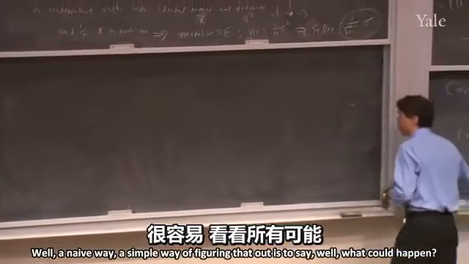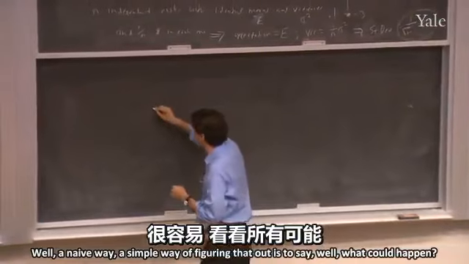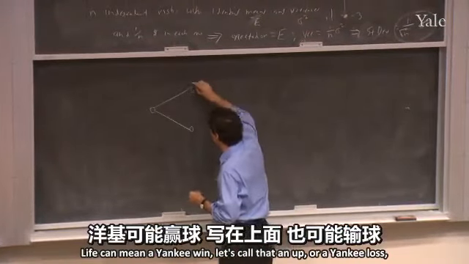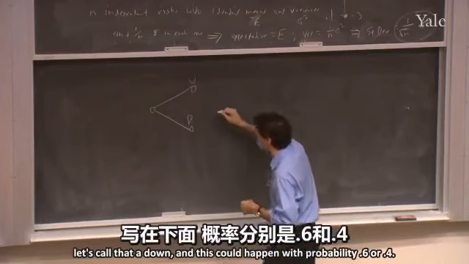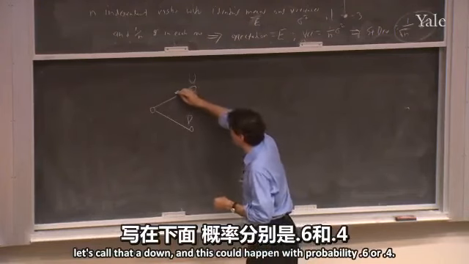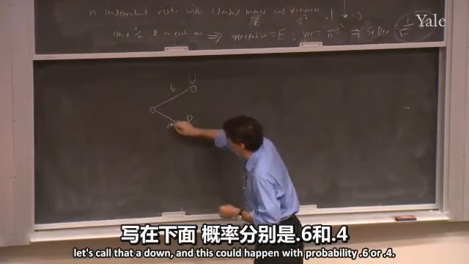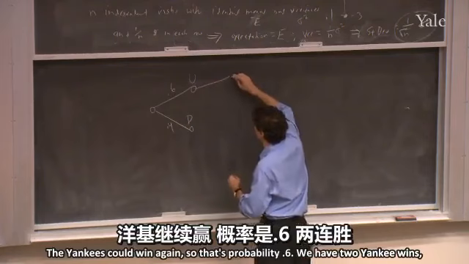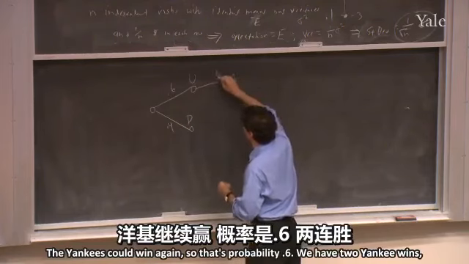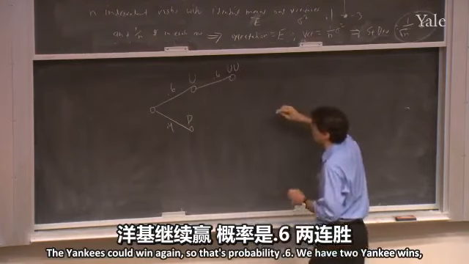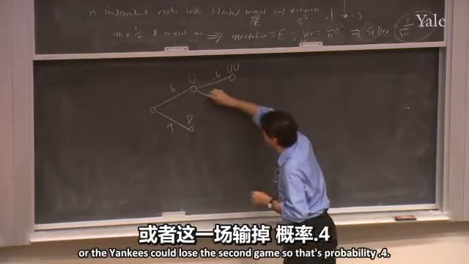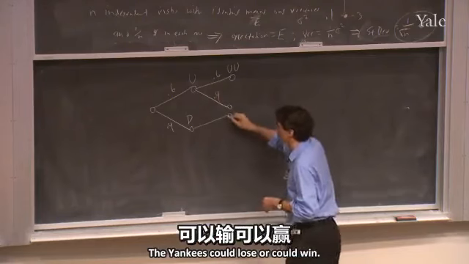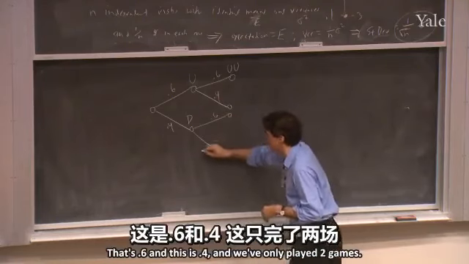How do you figure that out? Well, a simple way of figuring that out is to say, what could happen? Life can mean a Yankee win, let's call that an up, or a Yankee loss, let's call that a down. And this could happen with probability 0.6 or 0.4. The Yankees could win again, so that's probability 0.6. We have 2 Yankee wins. Or the Yankees could lose the second game, so that's probability 0.4. The Yankees could lose or could win. That's 0.6, and this is 0.4.